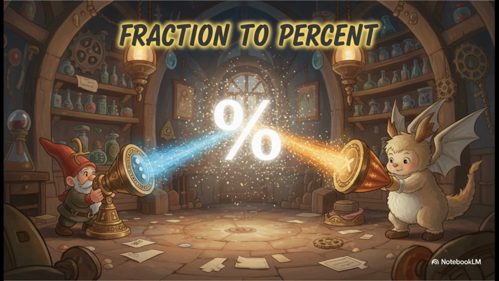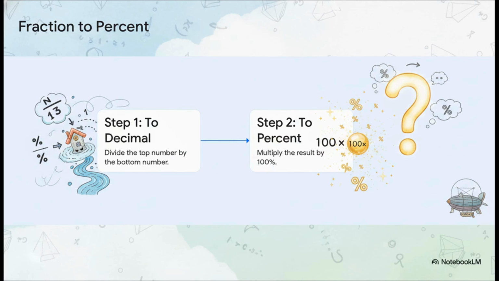Okay, get ready for a real power move. We're about to connect everything we've learned so far and turn a fraction directly into a percentage. This one actually uses 2 of our tools together. So yeah, it's a 2-step combo. First, you do what we just learned. Divide the top number by the bottom number to get a decimal. Then you grab your second tool. Take that decimal, move the point 2 spots to the right, and turn it into a percentage.